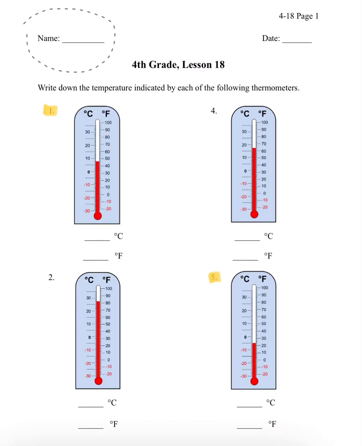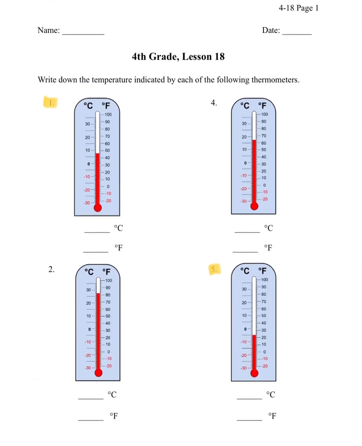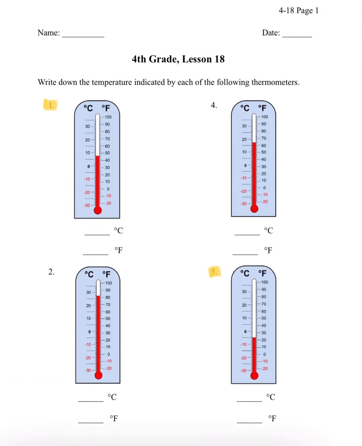Don't forget to write your name and the date for today. So let's read the direction first. It says, write down the temperature indicated by each of the following thermometers. So I'll be going over number 1, 5, and that'll be it. So let's look at number 1.